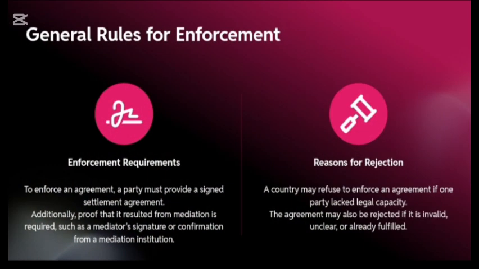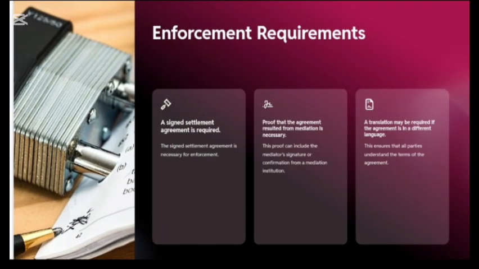Article 3 is general rules. Each country must enforce mediation agreements according to its laws and the rules of the convention. If a dispute arises over an issue already settled in mediation, the agreement can be used as proof. Article 4: how to enforce a mediation agreement. To enforce an agreement, a party must provide the signed settlement agreement, proof that it resulted from mediation, mediator signatures, or confirmation from a mediator institution. If the agreement is in a different language, a translation may be required.